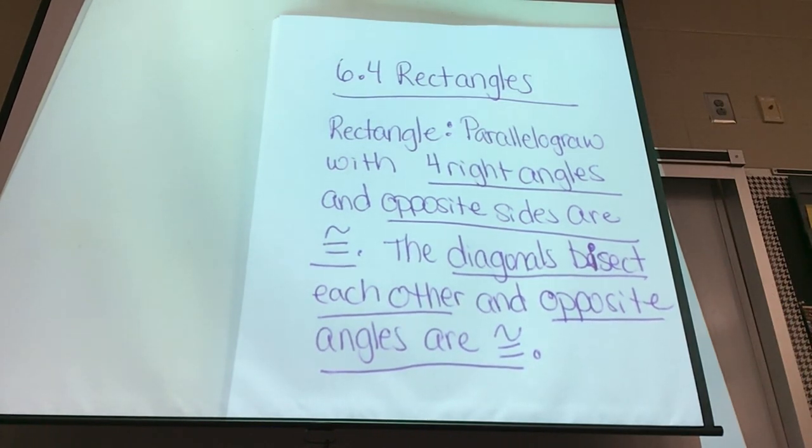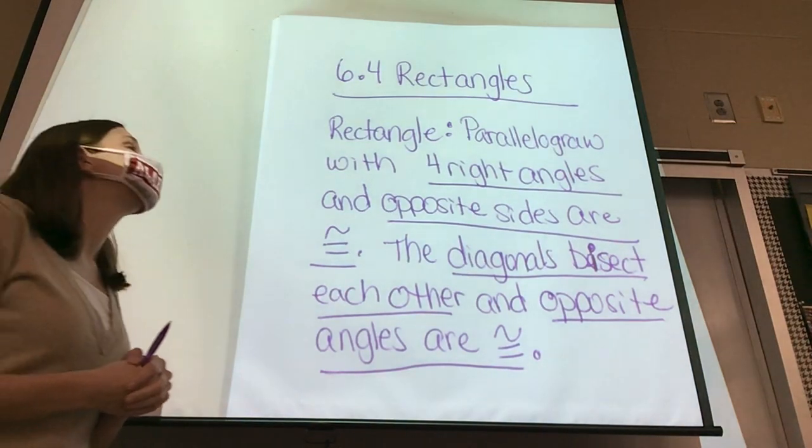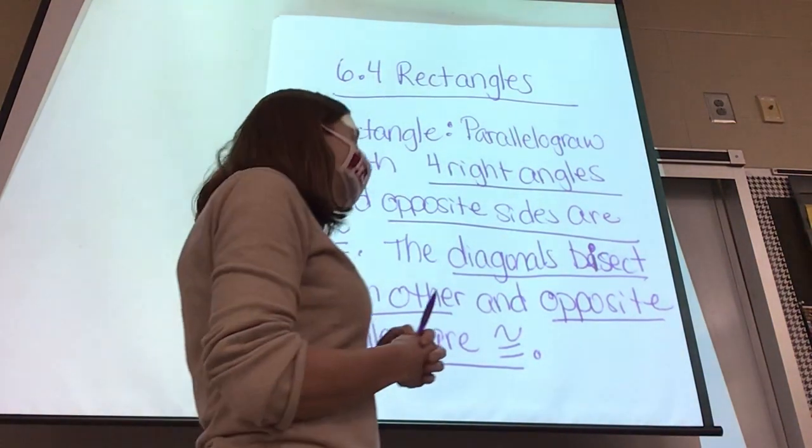So because opposite sides are equal, a square can be a rectangle, but a rectangle can't be a square. Right? Yes.